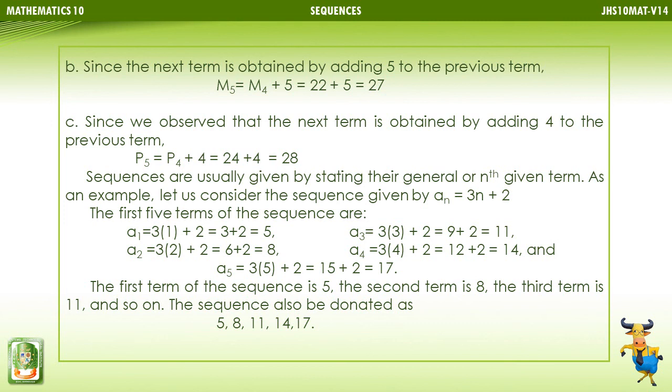The first term of the sequence is 5, the second term is 8, the third term is 11, and so on. The sequence can also be denoted as 5, 8, 11, 14, 17.